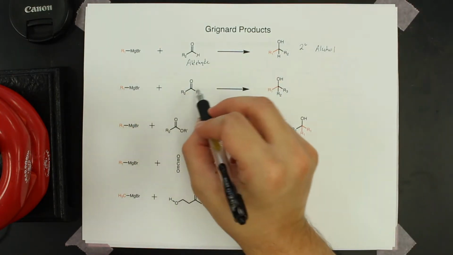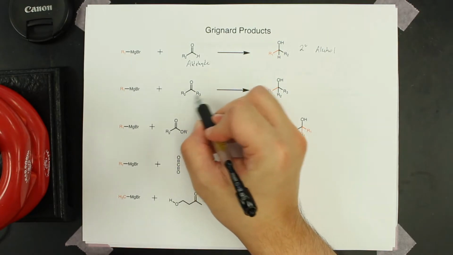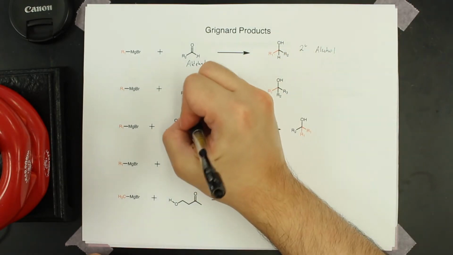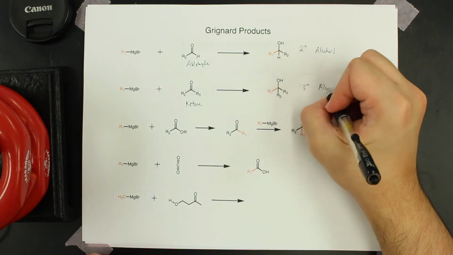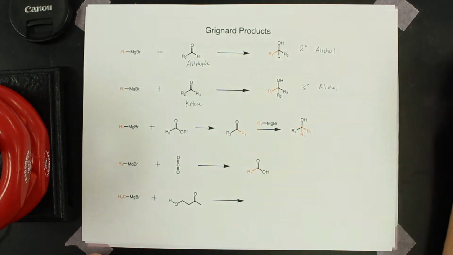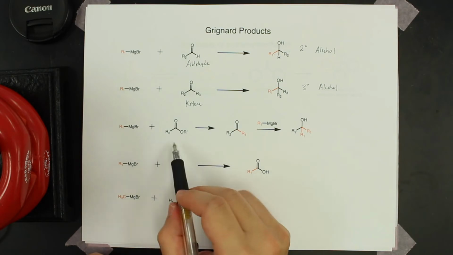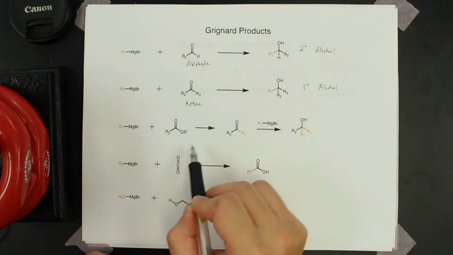If you react magnesium bromide with a ketone, where it has two carbon groups here, so this is a ketone, you're going to get a tertiary alcohol as the product. Okay. If you react it with an ester, this is an interesting circumstance.